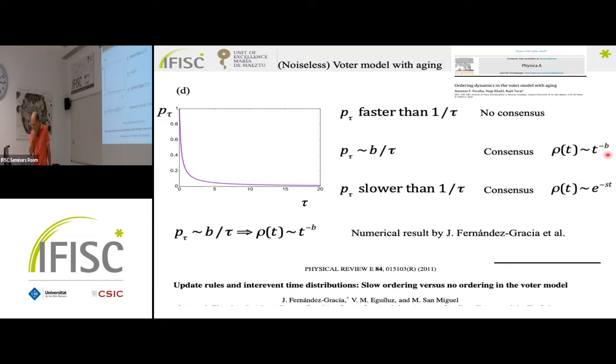But if you decrease exactly as 1/tau, you reach consensus as a power law. Okay? And this was the result that was obtained by Maxi and Victor and Juan. We were very glad to be able to prove that. That was mostly numerical results. We were able to prove analytically that if the probability of interaction decays as 1/tau, the exponent of the power law is determined by B, the prefactor that appears there.